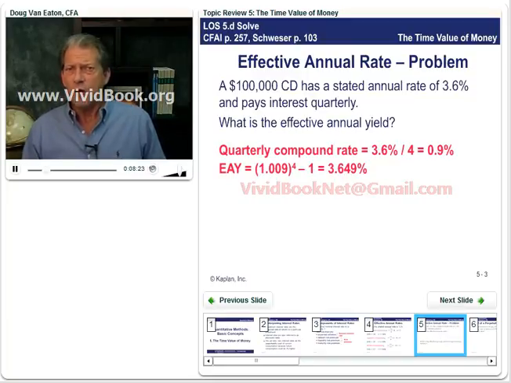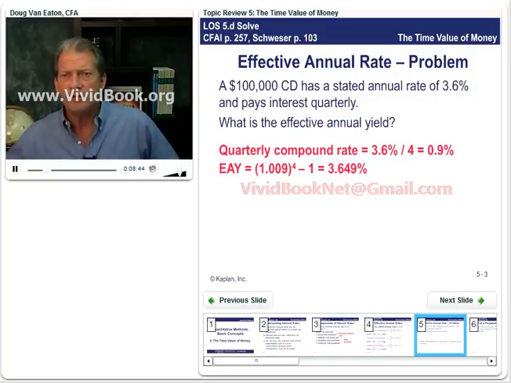So we add 1 to that, take it to the 4th power minus 1. That's our compounding. So we're earning interest on interest over these 4 quarterly periods. And instead of 3.6%, the stated rate, we're ending up with 3.649%. And that's our effective annual rate or effective annual yield to the investor on this certificate of deposit.